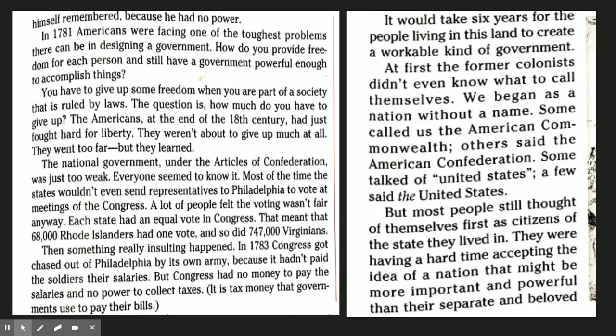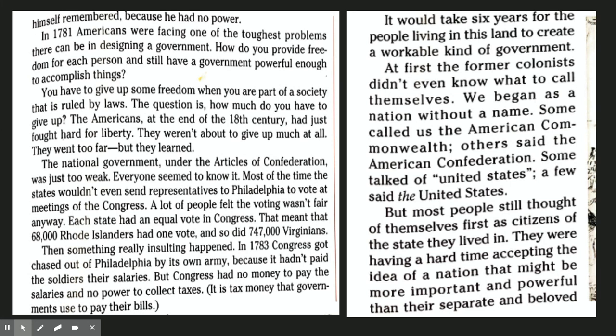The national government, under the Articles of Confederation, was just too weak. Always remember that. Under the Articles of Confederation, the national government was too weak. Everyone seemed to know it. Most of the time, the states wouldn't even send representatives to Philadelphia to vote for meetings of the Congress.